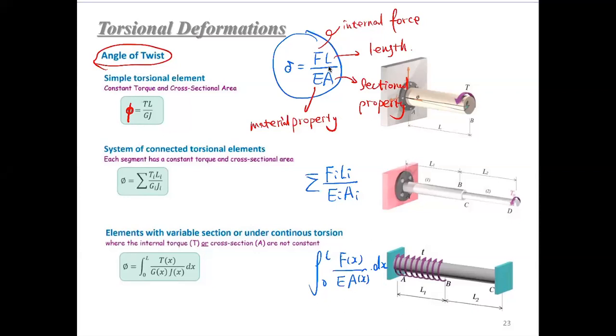So what is the T here? The T is, again, the internal torque or internal force, right? This is torque in this case. Then the L, again, is the length, right? And the G is the shear modulus or modulus of rigidity. Again, this is also the material property. And the J here is a sectional property.